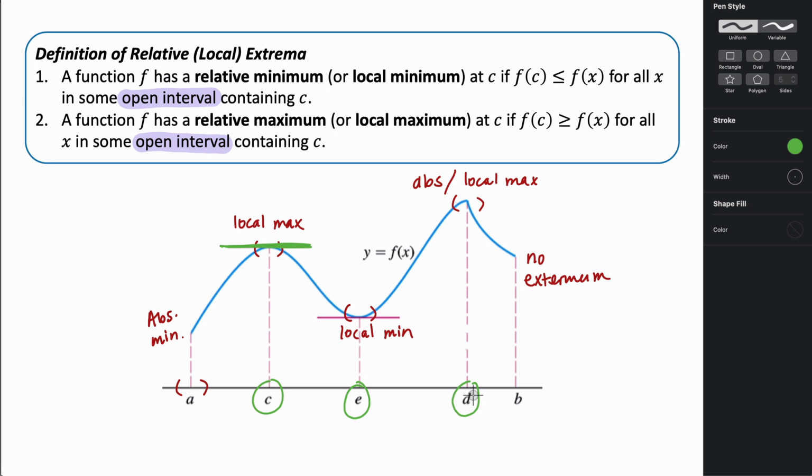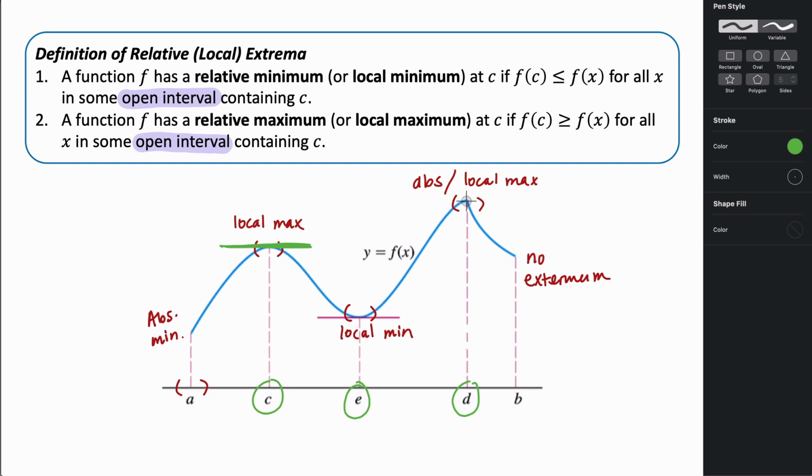However, here at x equals D, our curve is not smooth. It goes up to a point like this, and then it comes down like this. So we have this corner, this cusp here, which means at this point at D, our function is not differentiable. Because it's not differentiable, the derivative does not exist here.